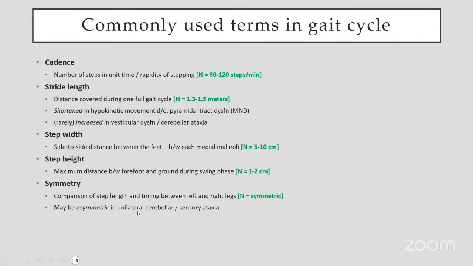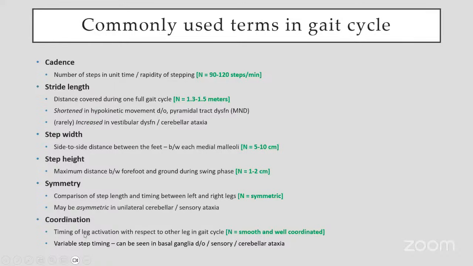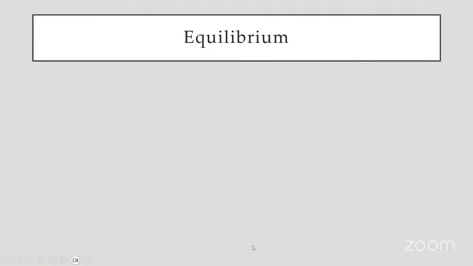It may be asymmetrical in unilateral cerebellar or sensory ataxia. Coordination. This is the timing of a leg's activation with respect to the other leg in the gait cycle. It should be smooth and well coordinated. Variable step timing can be seen in basal ganglia disorders or also in sensory or cerebellar ataxia.